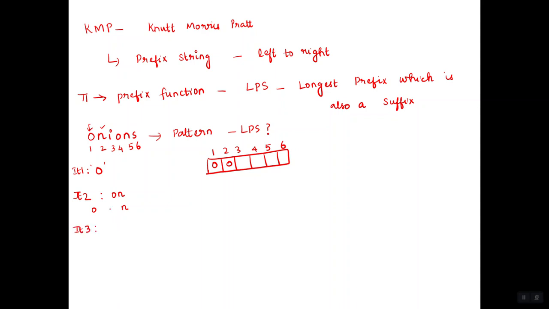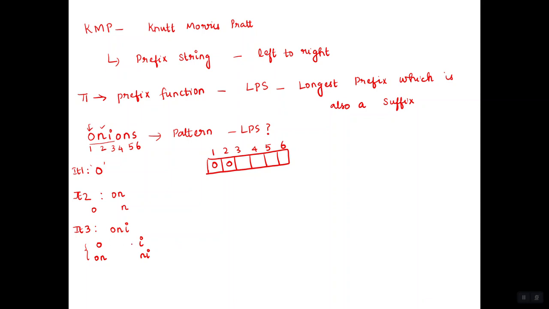We will move on to the third iteration. In the third iteration I have to consider the first 3 characters, O, N, I. Character by character I have to compare: first character with last character, first 2 characters with last 2 characters. If n is equal to 3 characters, it means 2 iterations I have to go.